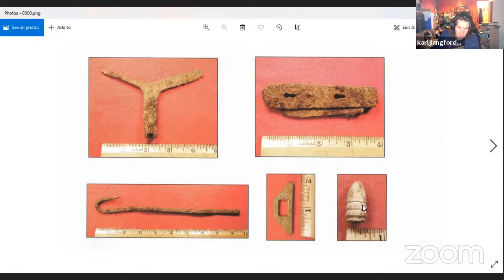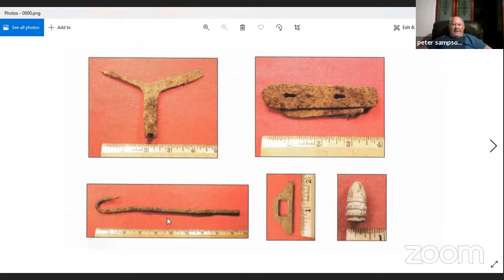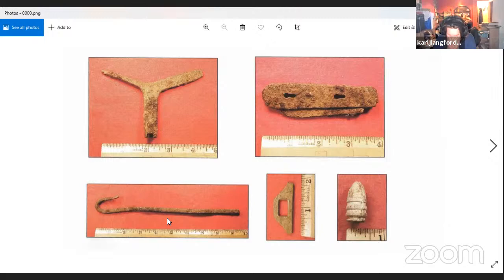Obviously that's a bullet. And I think I know what this is on the left, but I can't remember what this one is. Pete, help me on this one. I think I know what it is, but I'm struggling. Well, I'm struggling as well. I can see it's a hook. Yeah, but oh God, I know what this is. It'll come to me.